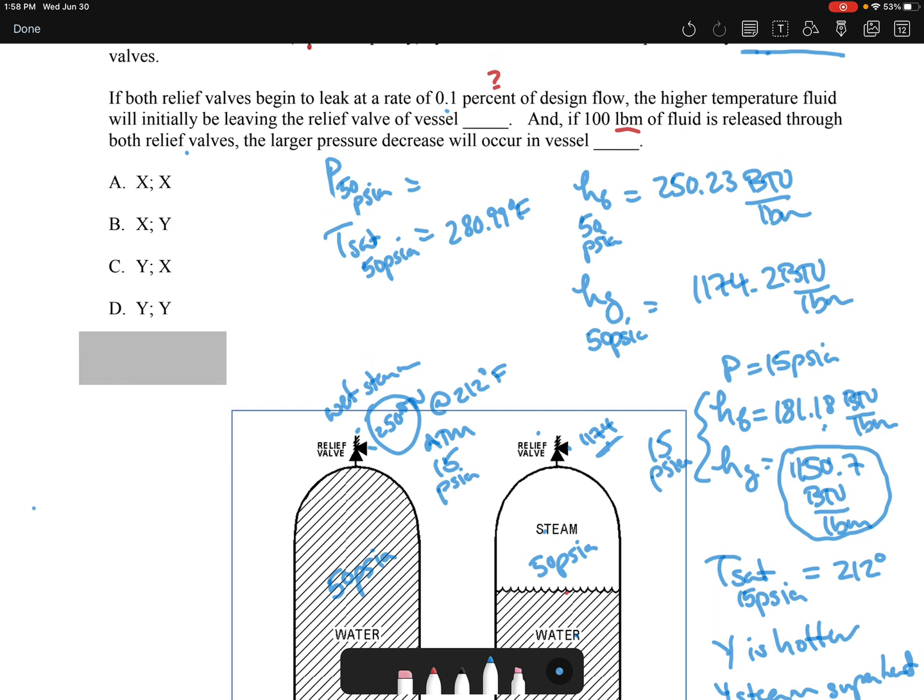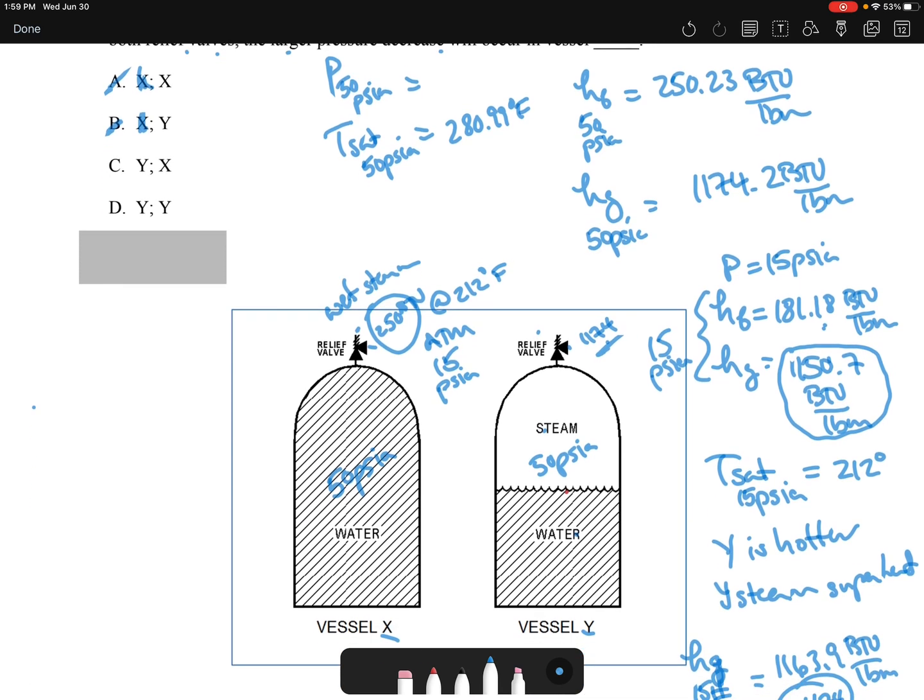All right, so I want vessel Yankee here. So we can cross off Alpha, cross off Bravo, because X-ray is not hotter than Yankee. Yankee's hotter than X-ray. All right. If 100 pounds mass of liquid is released through both relief valves, the larger pressure decrease will occur in which vessel? So to get the larger pressure decrease, I'm going to talk about red right now. We're at 50 pounds, right? So pressure equals 50 psia.